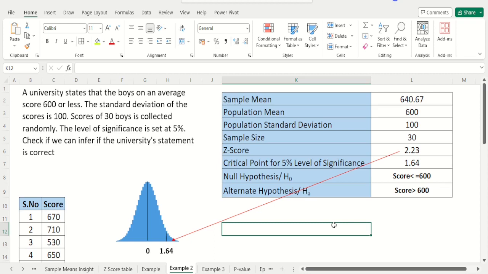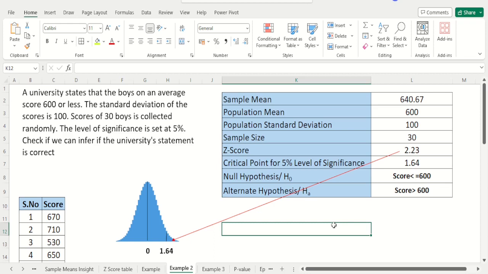Given that the z-score lies in the region of rejection, we can now state that we can reject the null hypothesis. In other words, we can infer that the score is greater than 600. We can conclude that the score is greater than 600. Remember, we cannot say we have proved that the score is greater than 600. Very important distinction to keep in mind.